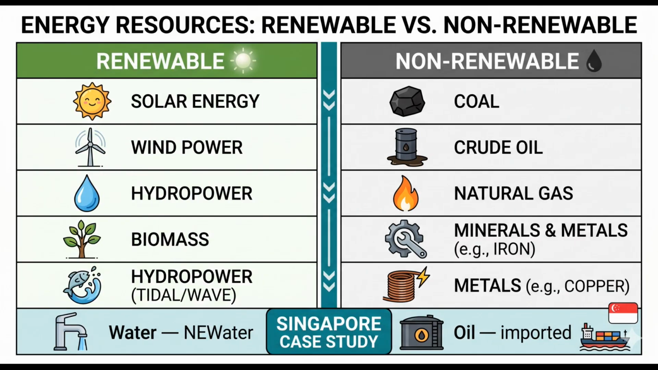Now let's look at the two types. This comparison is tested directly in WA question 2. Look at the table on screen. On the left, renewable resources. On the right, non-renewable resources.